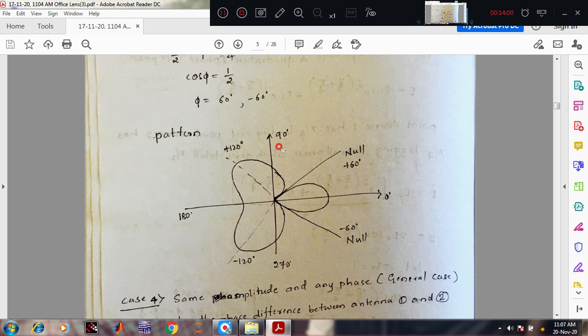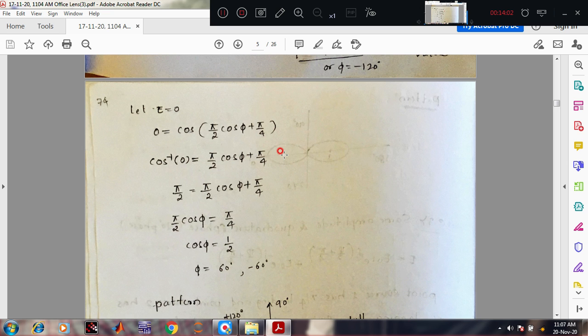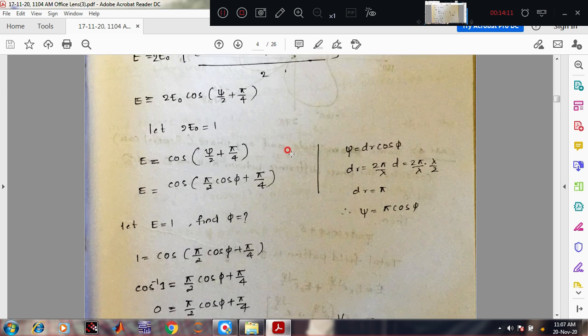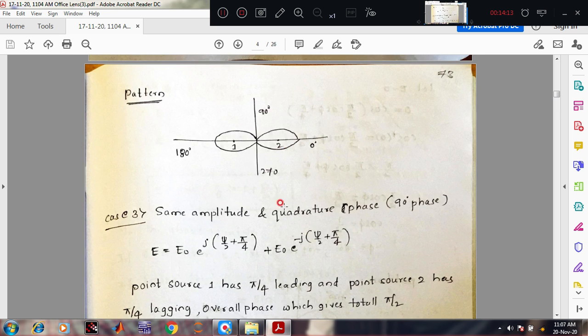So the three cases we have discussed: when two isotropic point sources with the same amplitude and same phase. Second case, same amplitude with a different phase. Third case, what is that? Same amplitude and quadrature phase, that is a phase difference of 90 degree. Okay, so the rest of the things we will discuss in the next class.